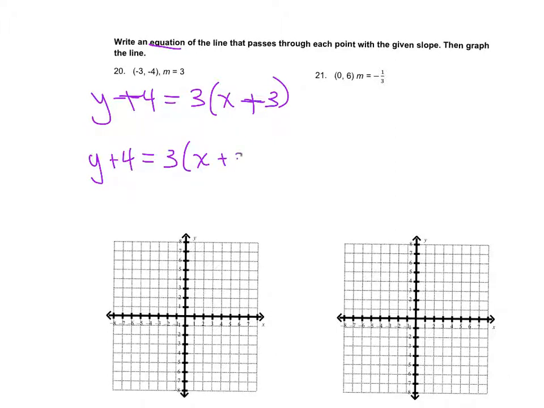Now, if I asked you to put it in slope-intercept form, you would distribute the m and then bring the 4 over. If I asked you to put it in standard form, you would distribute and you would get ax plus by equals c. They're asking you just to write the equation of a line. So that's perfectly fine. When you graph it, you're going to begin at the point -3, -4.